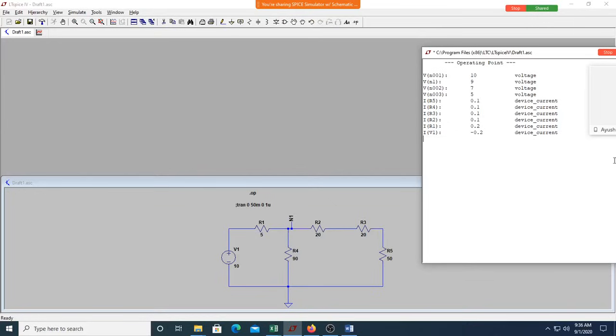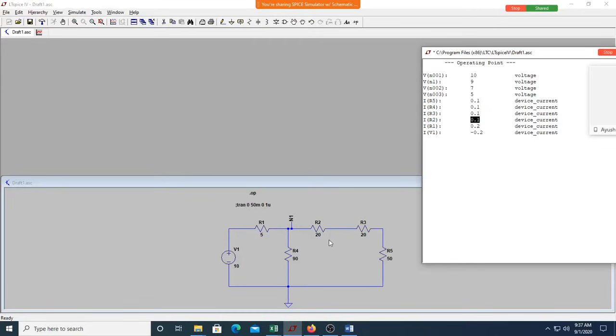How much is the current? So current is 0.1. How much is the resistance? Resistance is 20. How much is the drop then? 20 into 0.1 is 2 volt. 2 volt, 2 volt, 5 volts.